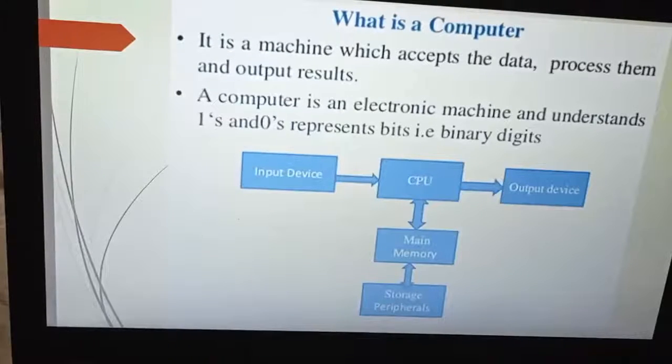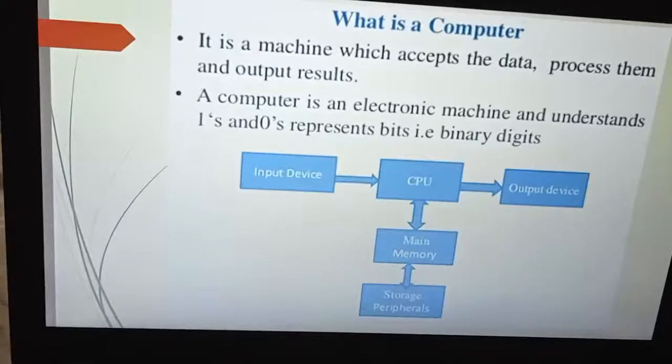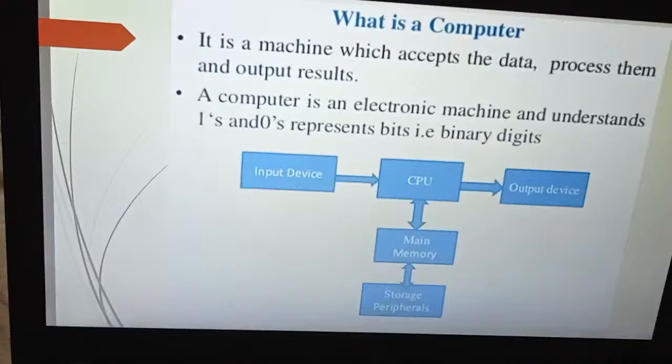A computer is an electronic machine which understands machine language, that is zeros and ones. These are binary digits. A bit is abbreviated from binary digit. It is defined as the smallest unit of data on a binary computer or digital system. That is, a bit holds 0 or 1.